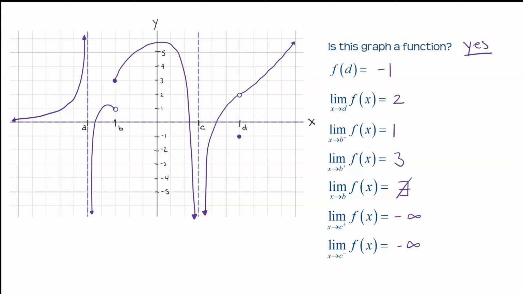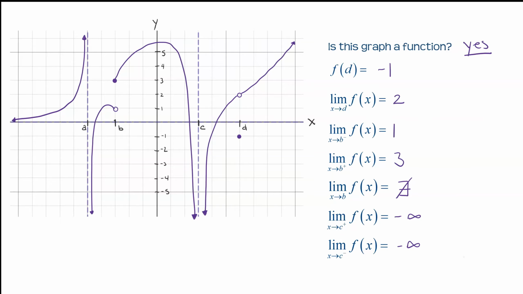Let's look real quickly at the limit of the function as x approaches a. From the right-hand side, it's going down to negative infinity. From the left-hand side, it's going up to positive infinity. The limit of the function as x approaches a does not exist.